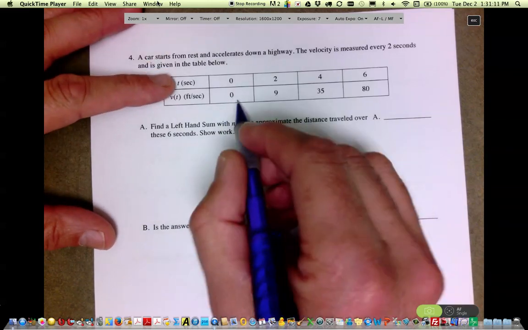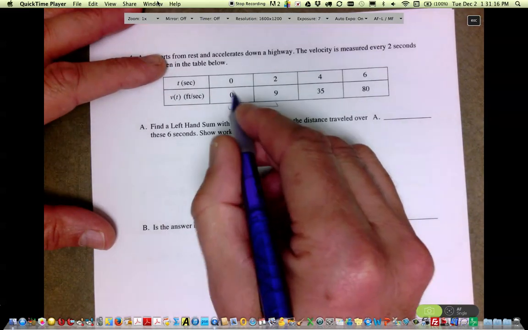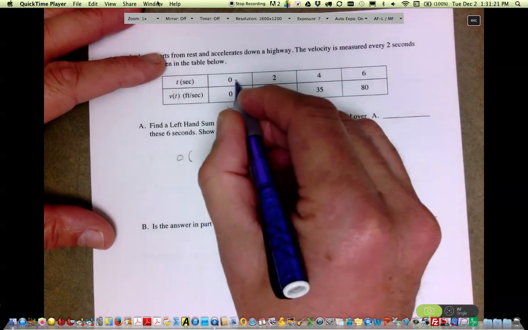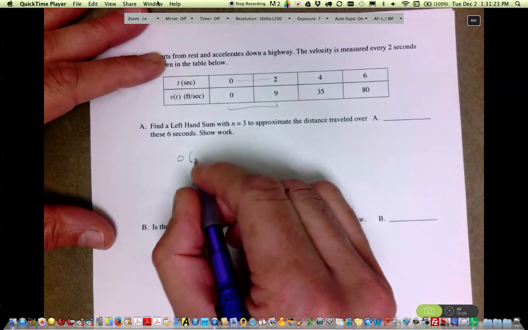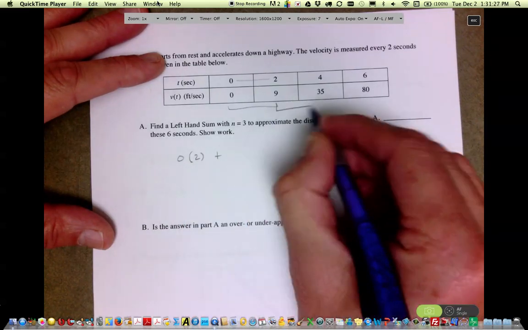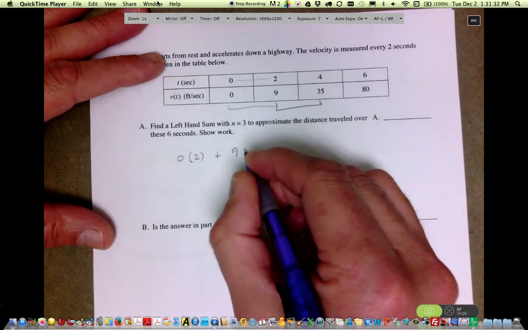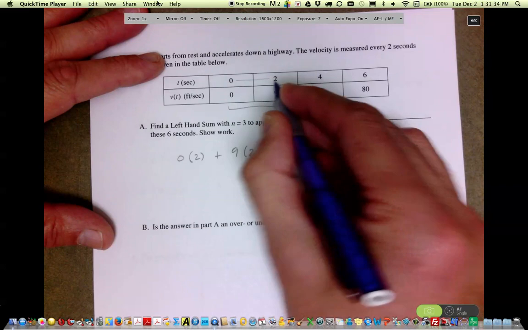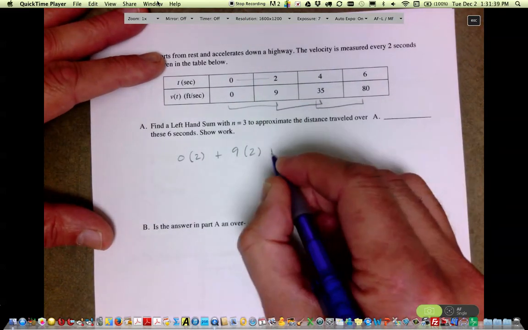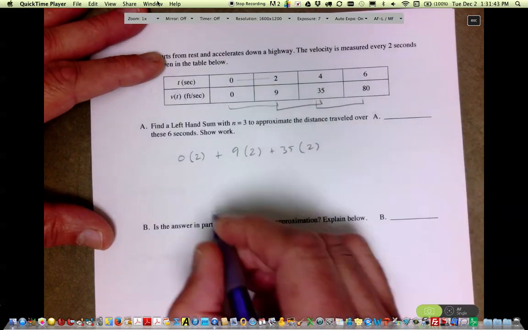So to find the distance traveled over this first 2 seconds, we're going to assume that the object was moving at 0 feet per second, and it moved at 0 feet per second for 2 seconds. Then over this next interval, we're going to assume that the object was moving at 9 feet per second, and it did that again for 2 seconds. And then for this one, we're going to assume that it was moving at 35 feet per second, and it did that again for 2 seconds.